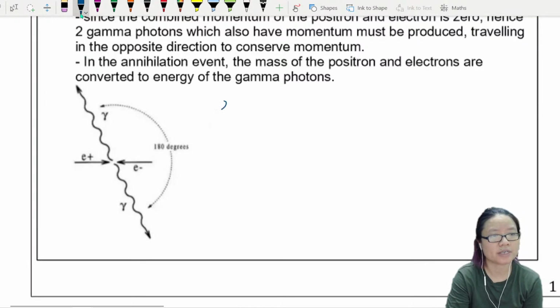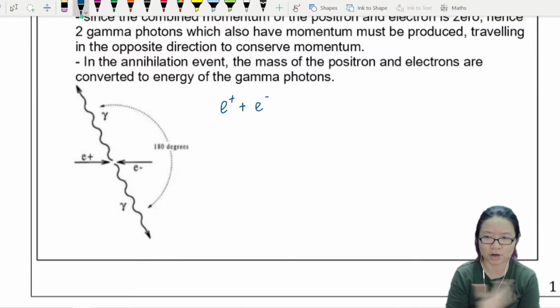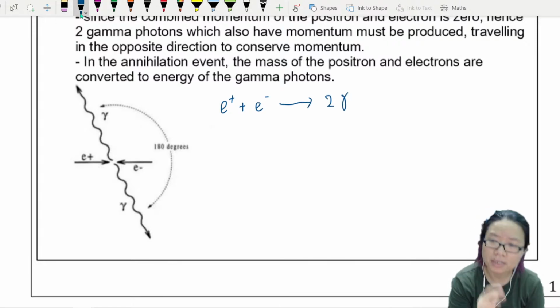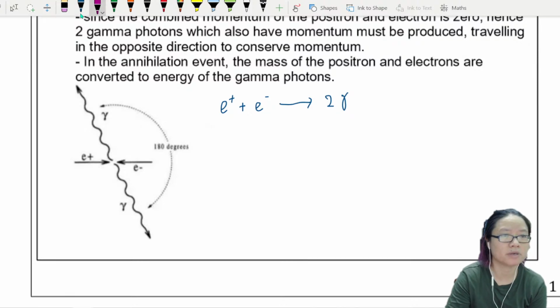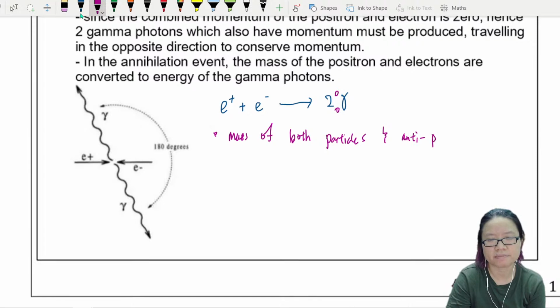We have the positron meeting an electron, and you have a lot of electrons in your body because they are part of what makes up the bonds of your hydrocarbon. So you have a positron meeting an electron, and then it annihilates, forming 2 gamma photons. But if you think about the mass number, this is 0 and 0. So the mass of both particles and antiparticles is converted to energy of your photon.